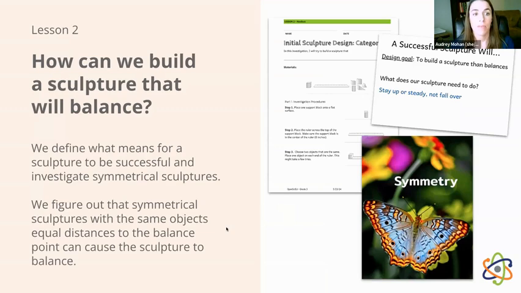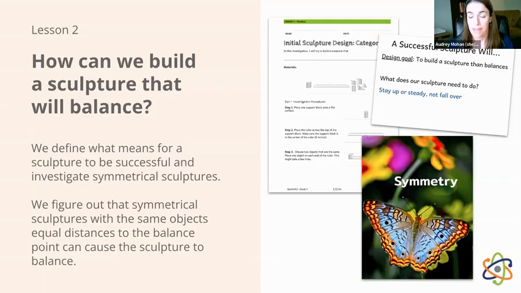Lesson 2 is how can we build a sculpture that balances? And we start with the most basic sculpture here. And one of the things we're supporting in this unit is planning and carrying out investigations. So as you'll see on that handout on the unit, we are working on procedural text. So this is a literacy connection as well. So looking at scientific procedures and kind of following those procedures.